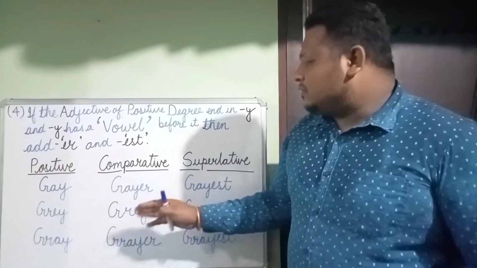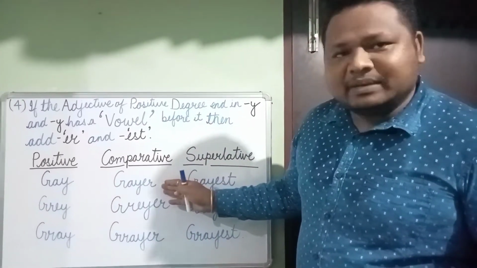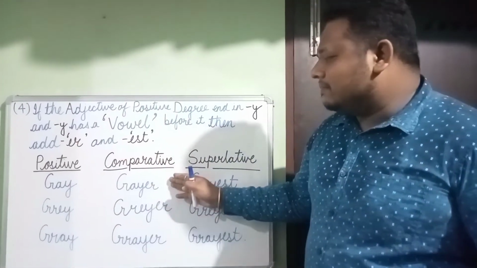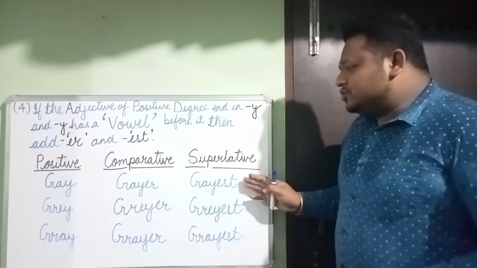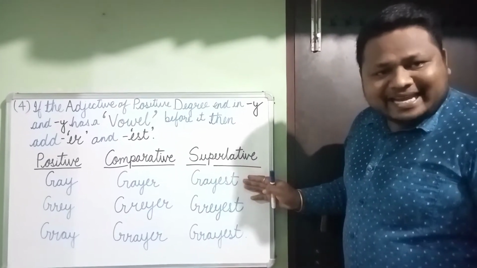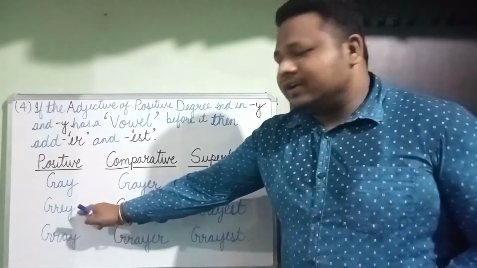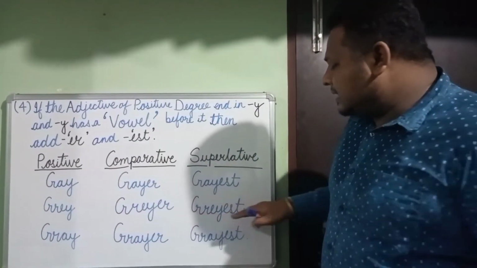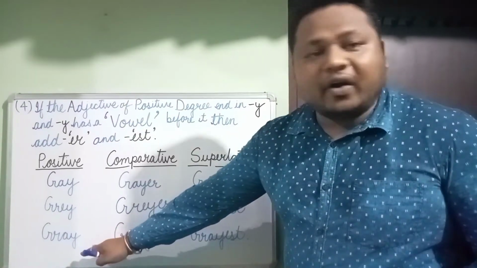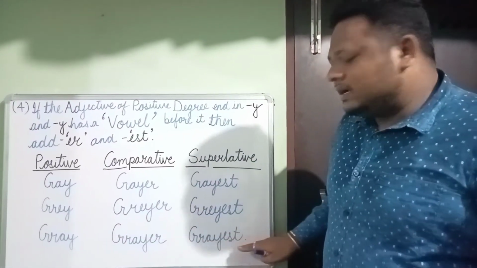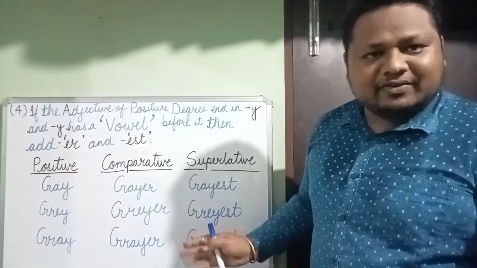Gay. It will become gayer. We simply added ER for making comparative. And in superlative, it will become gayest. We added EST. Similarly, gray, grayer, grayest, etc.